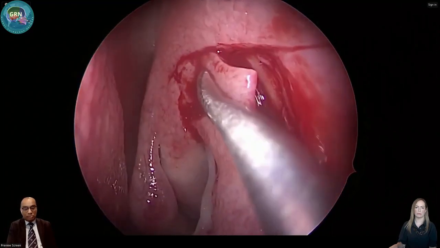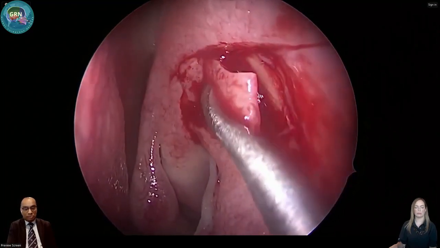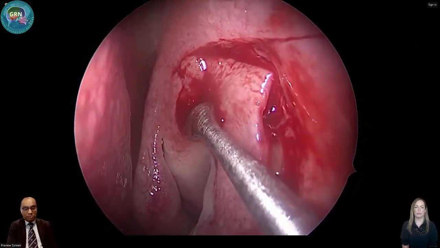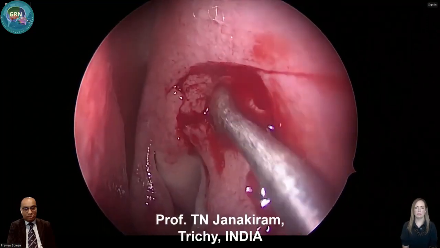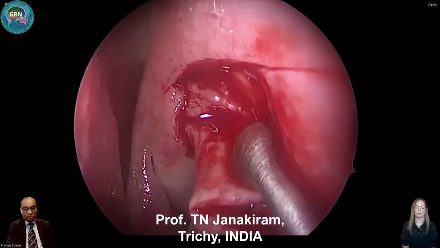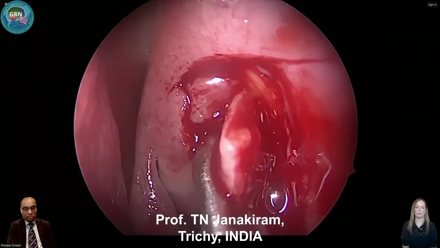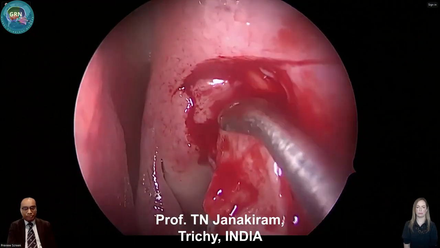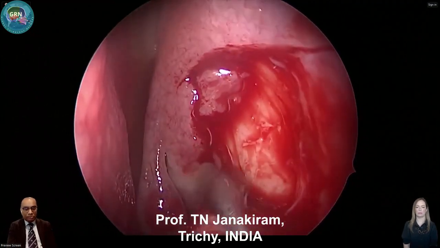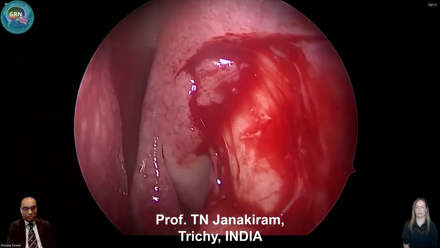So, this small area of mucosa is what I'm going to resect. Basically, in a DCR, there are two important things I always say. One is mucosa should cover the bone completely. If it doesn't cover, then you will have a problem of fibrosis. So that is the first step.